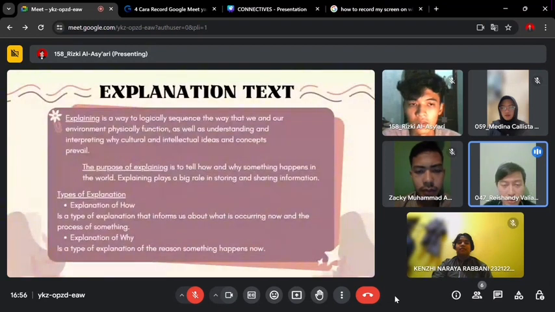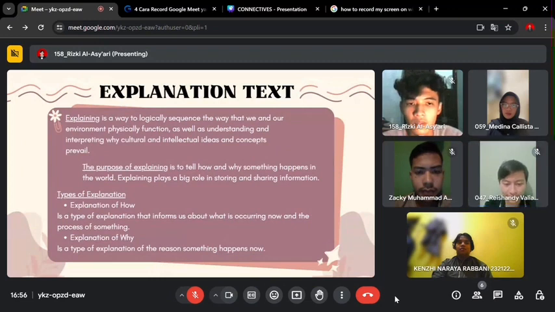Okay, now for the next material, we're going to be talking about explanation text. So this will be explained by Medina Callista.